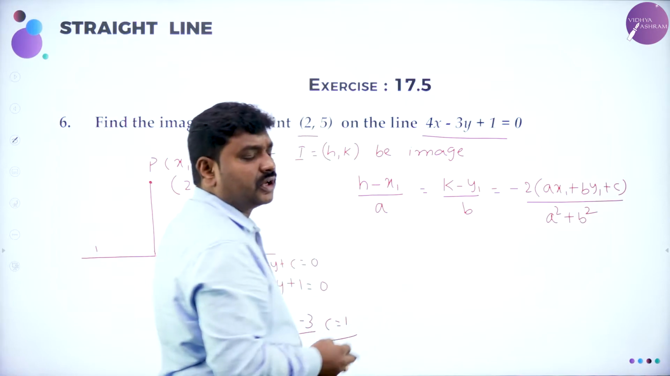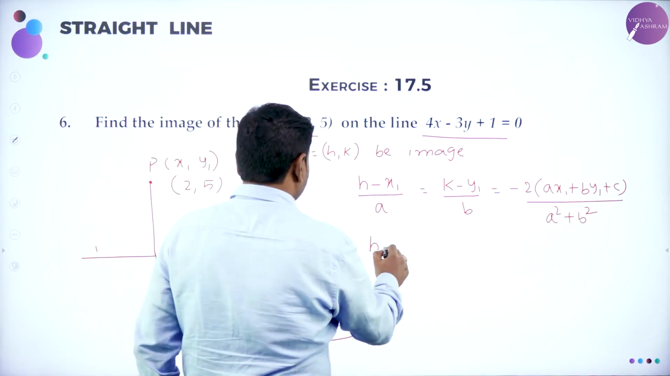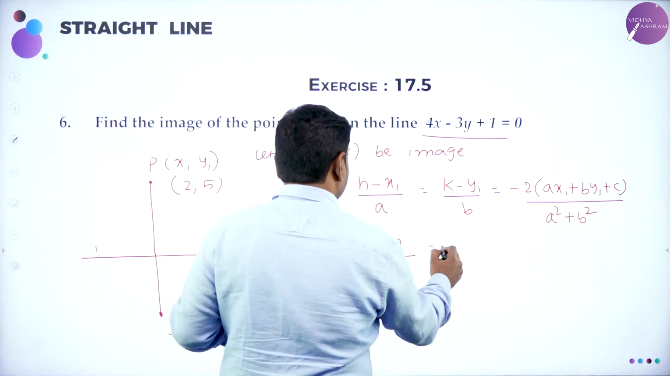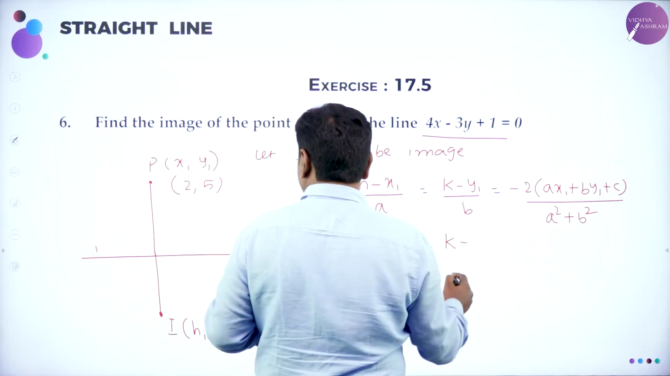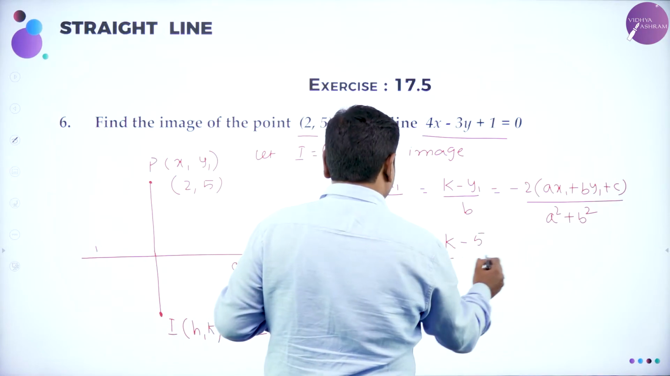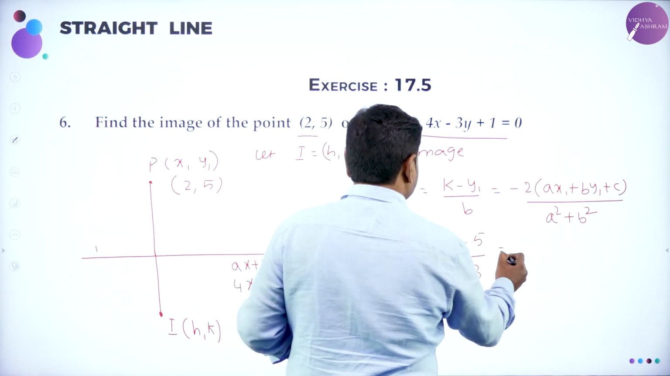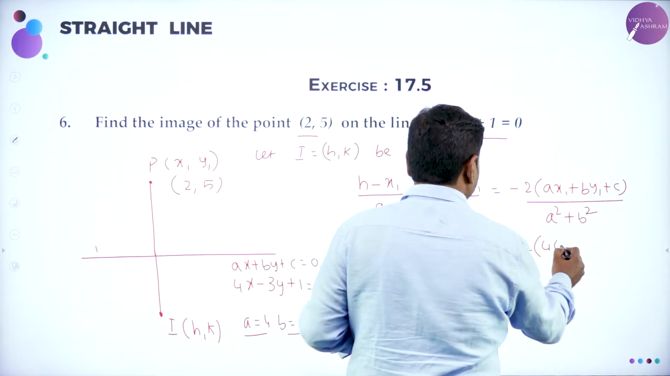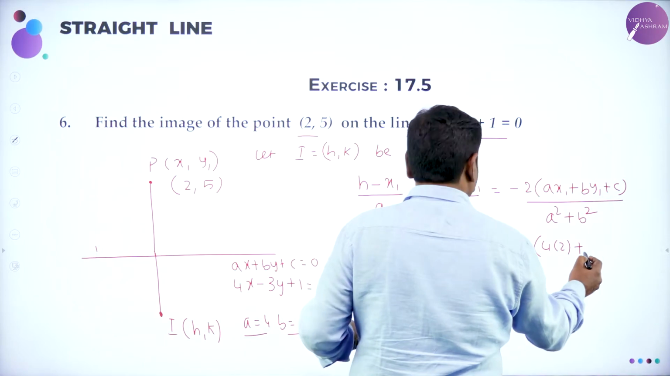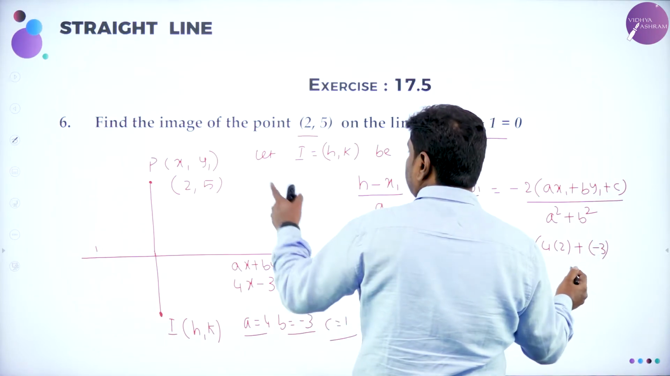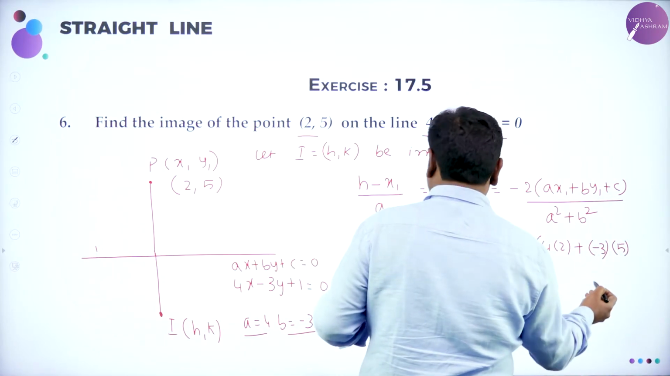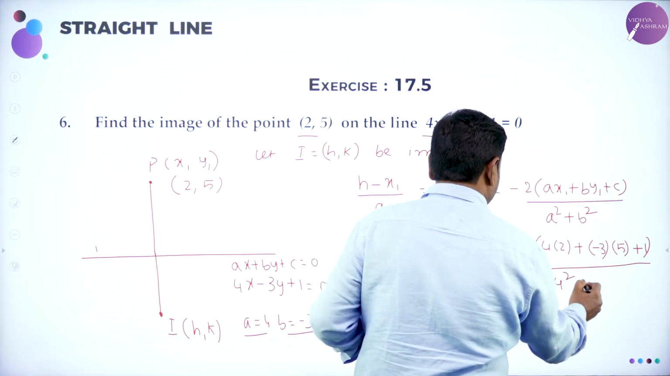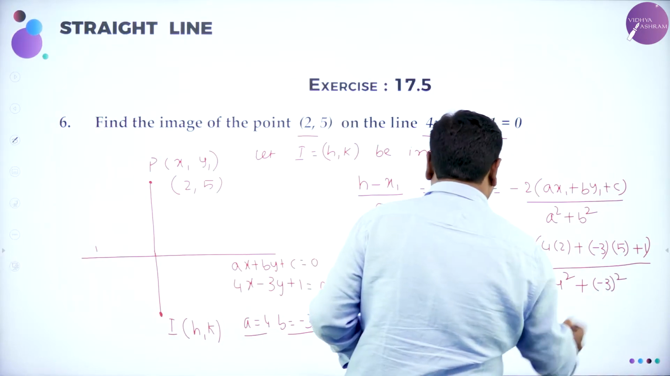Then substitute. h is unknown, leave it, and x1 you know. What is x1? 2, divided by a, what is a? 4. k is unknown, minus y1. What is y1? 5, divided by b, what is b? Minus 3, is equal to minus 2 times ax1, ax1 means 4 into 2, plus b, what is b? Minus 3 into y1, y1 is 5, plus c, c is what? Plus 1, divided by a square plus b square, 4 square plus minus 3 the whole square.